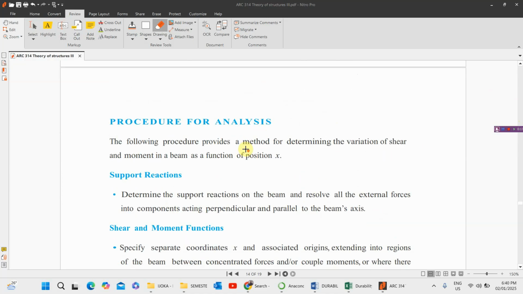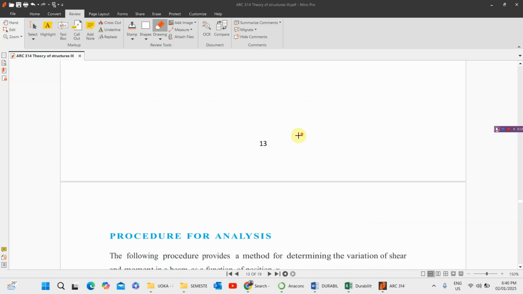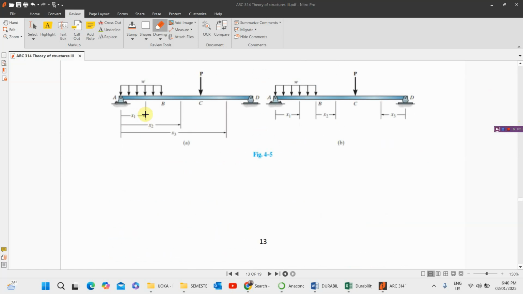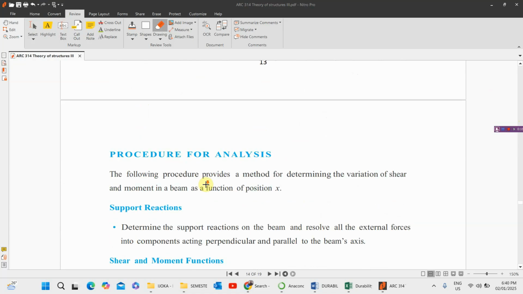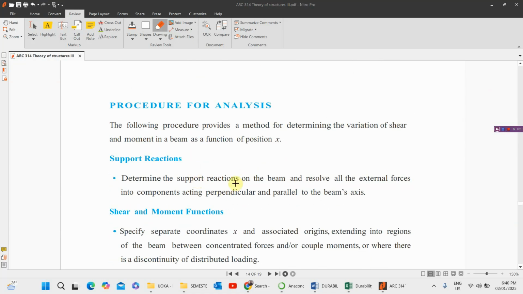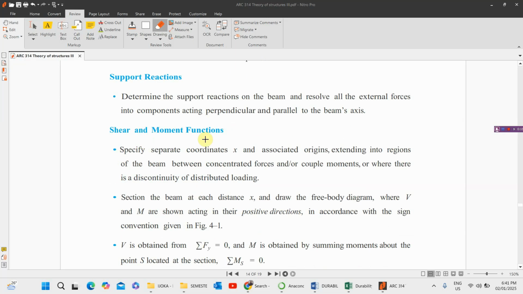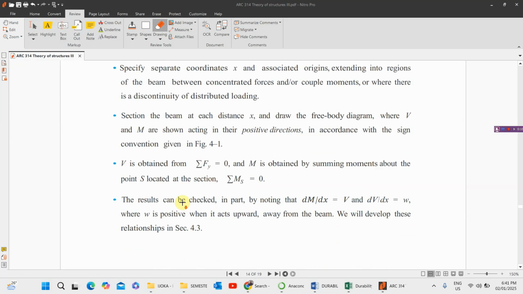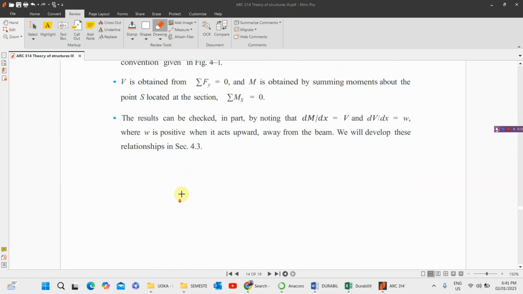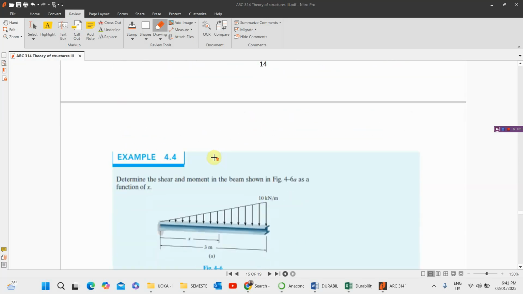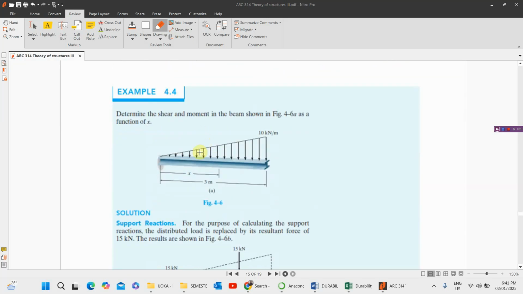So the procedure of analysis is like this: the position S, which is the distance, will be describing the variation of the shear force and the bending moment as they move along that particular beam. And then we'll calculate the support reaction of each particular support. Then we'll specify the shear force and the bending moment, and we'll look at it the same way we treated the other beam. It's the same thing that is applicable here.